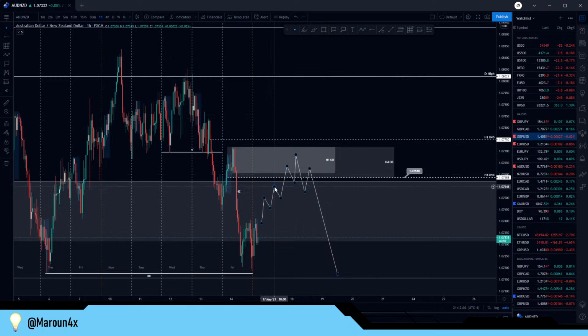So this would be something we're looking for, potentially equal highs being created below the order block. This would be a drawn liquidity, and then this shift in market structure, momentum being bearish again, retracement back to the point of origin, and then a move to the downside. So this is it on AUD USD.